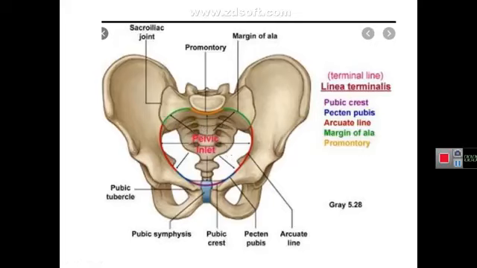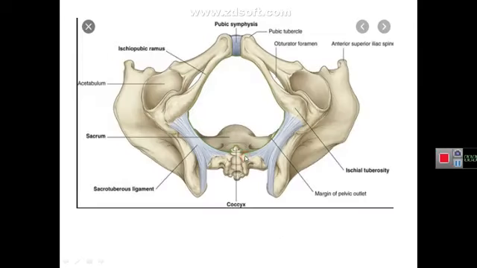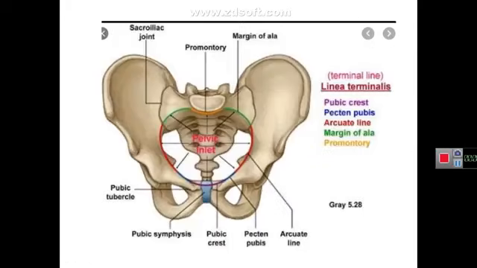Starting with the bones forming the walls of the bony pelvis: the sacrum and coccyx posteriorly, while anteriorly the bone forming the wall of the pelvis is the body of the pubis, and on the sides the wall of the pelvis is formed by the ischiopubic rami, the body of the ischium, and the pelvic surface of the ilium. So the bones forming the pelvic wall are the sacrum and coccyx posteriorly, the body of the pubis anteriorly, and on the side the ischiopubic rami, ischial tuberosity, body of ischium, and pelvic part of the ilium. This is about the bones forming the wall of the pelvis.